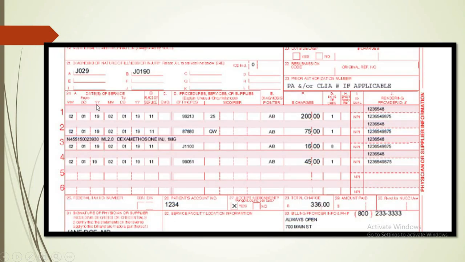And then next I will show you this snapshot of a claim form. So whenever we are submitting a claim to the insurance, then we have to file the claim form, and this is the half portion of the claim form where you will find the CPT codes like 99213, 87888, J1100, 99051. So here you will see the B column where 11, 11, 11, 11. So 11 is place of service. So like that we have to add. Without place of service, the claim will not be released and will not be submitted to the insurance. So this is very important.